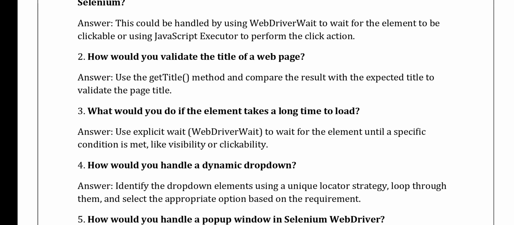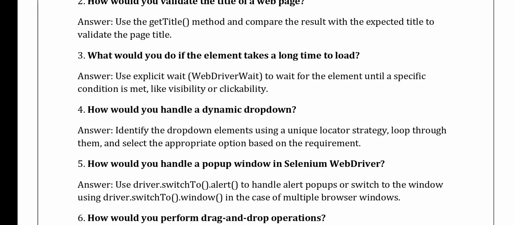How do you validate the title of the web page? By using the get title method and comparing the result with the expected title to validate the page title. Okay, and what would you do if the element takes a long time to load? Okay, we use explicit wait and that's the WebDriver wait to wait for the element until a specific condition is met, like visibility or clickability.